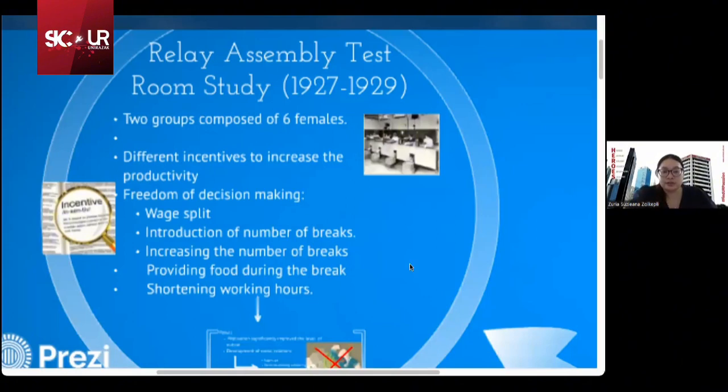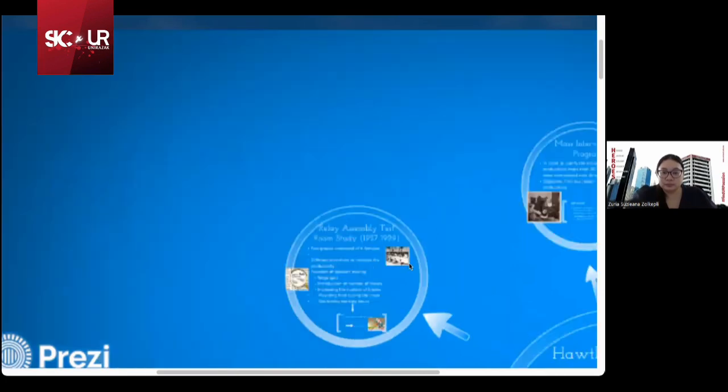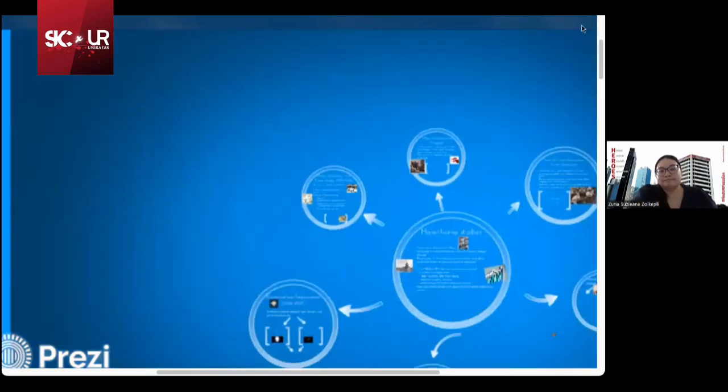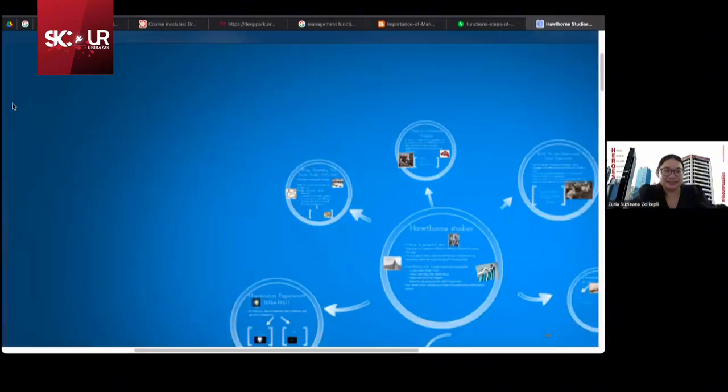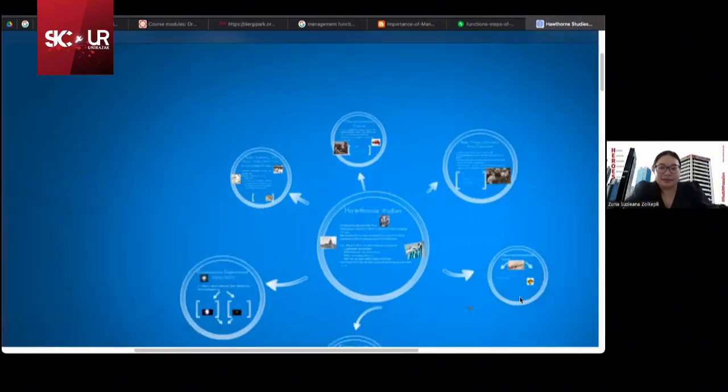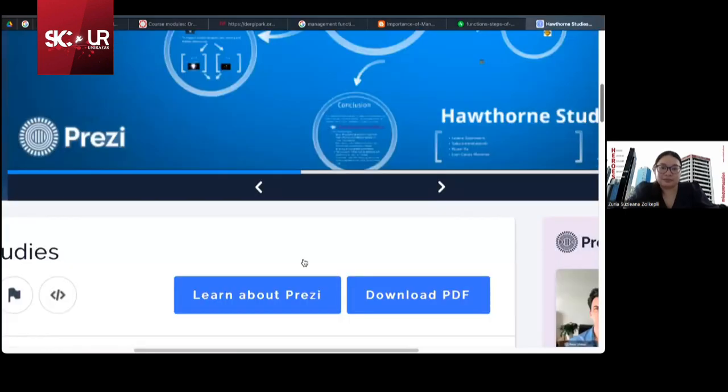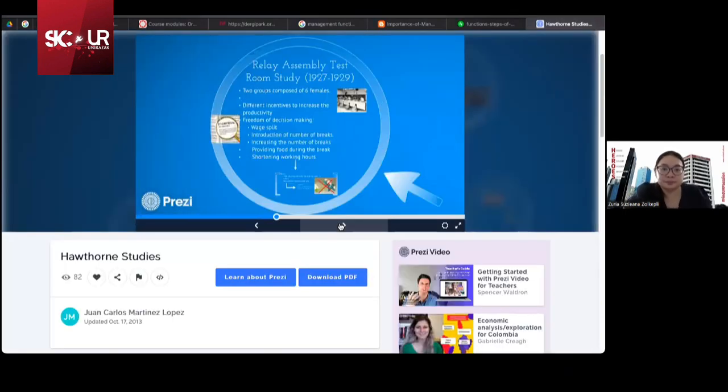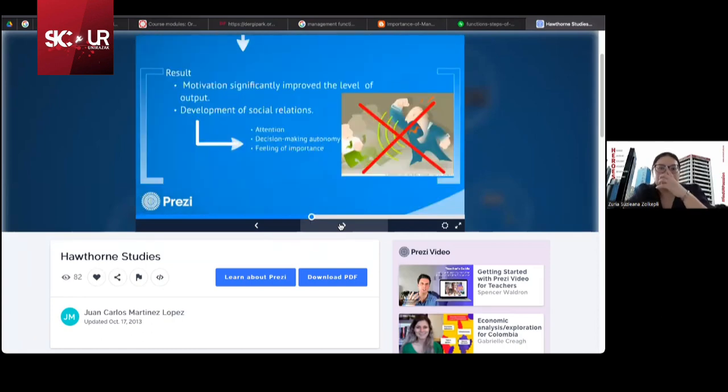So the results show that under this working environment, motivation significantly improved, and productivity increased under this experiment.